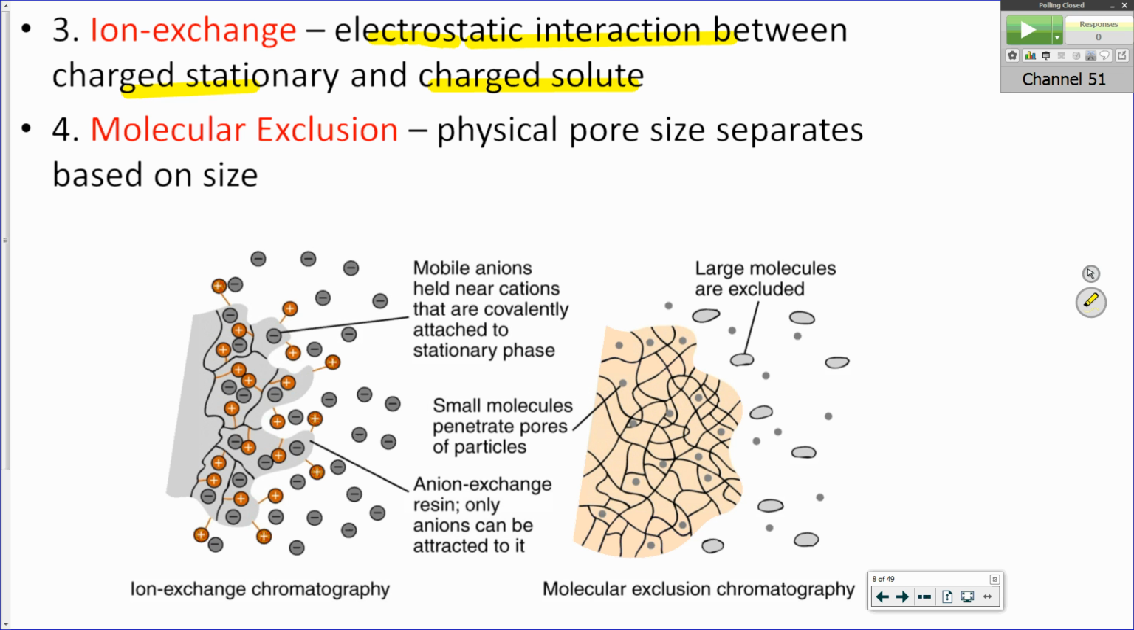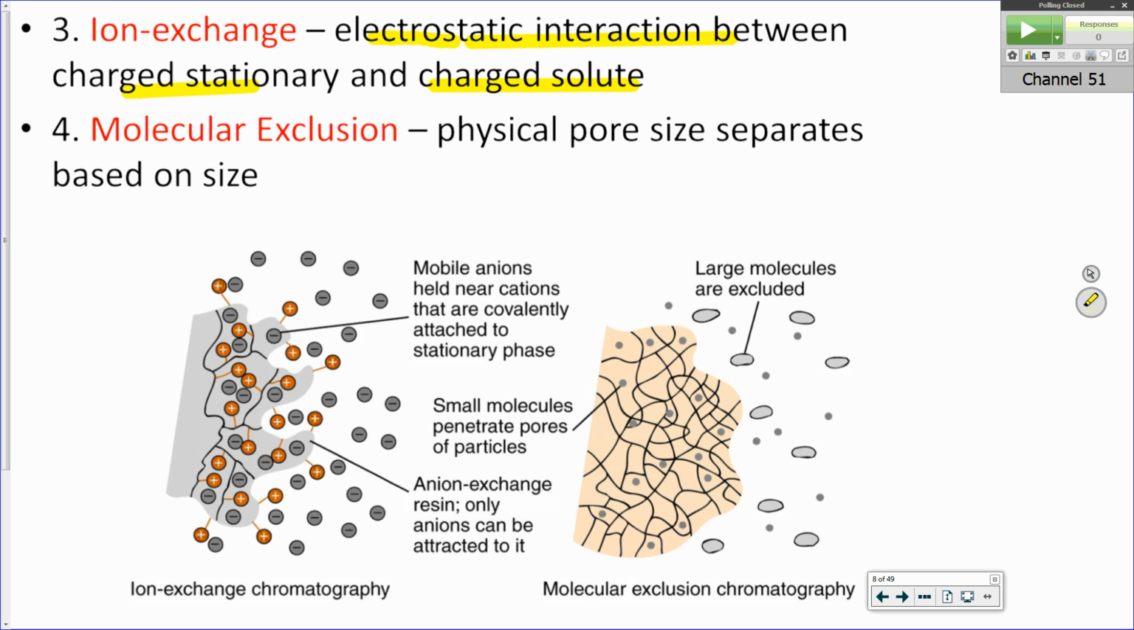So based on that, we could separate things like the halides from one another. You could separate sulfate from sulfite, SO4 2- from SO3 2-. All types of ion separations.